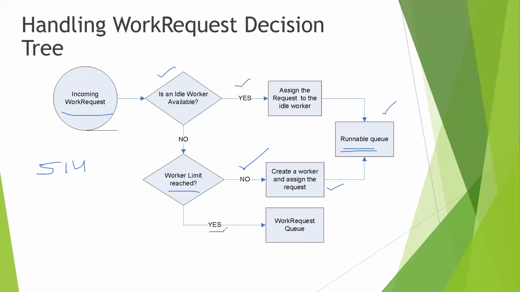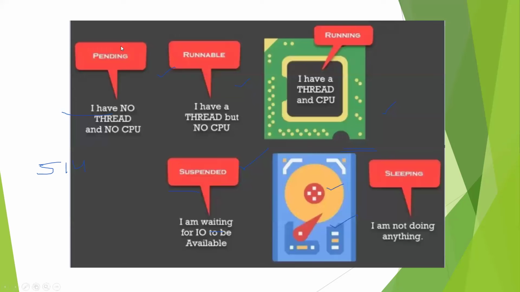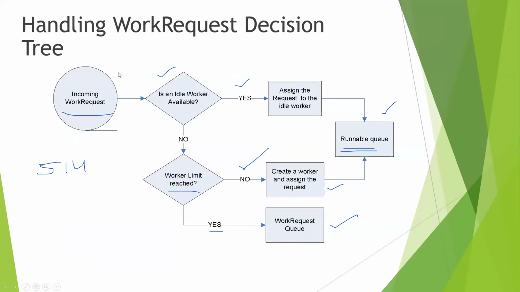If the limit is reached, the request will wait in the worker request queue for an available worker. That is where we see this pending. As I was saying, if you don't have a worker, the thread has to wait for an available worker to be assigned.